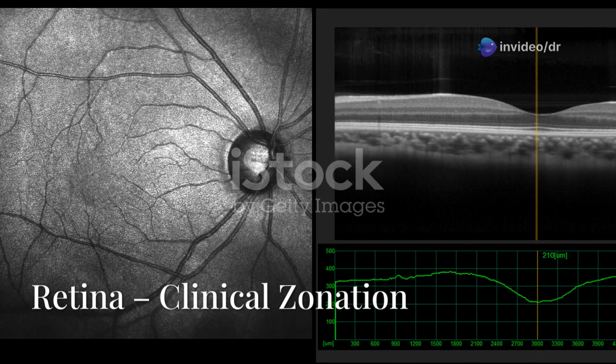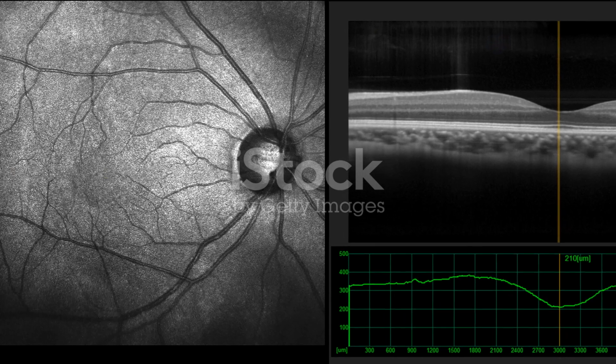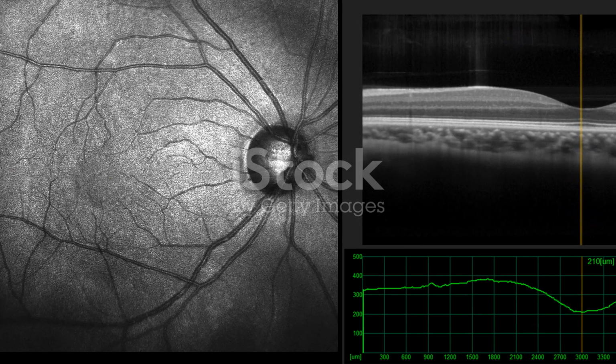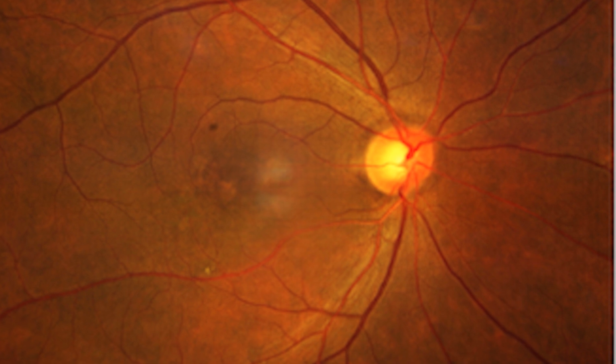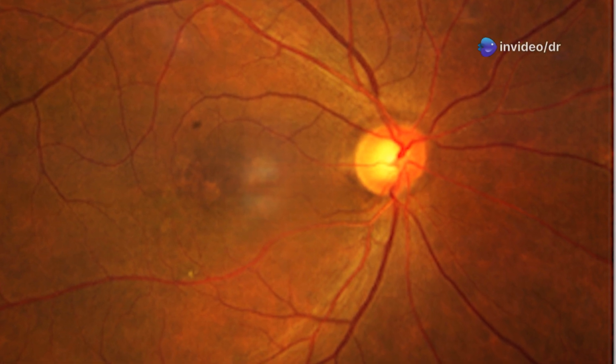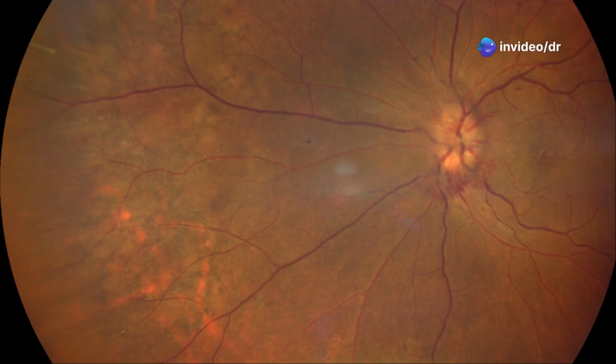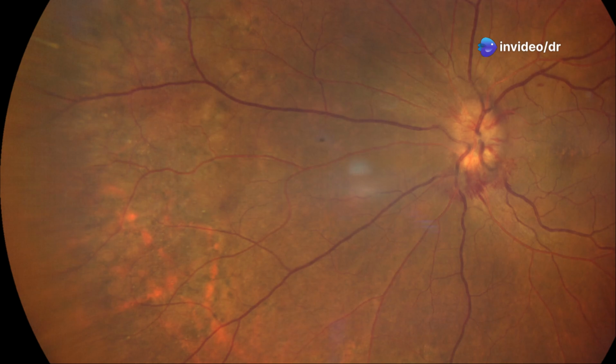The retina has 10 histological layers, but clinically we divide it into 3 main zones. First, the posterior pole, which includes the macula and optic disc. Next, the mid-periphery, extending up to the vortex vein ampullae. And finally, the far periphery, which is prone to degenerations like lattice or retinal tears.